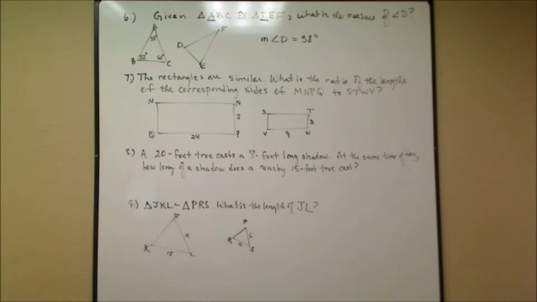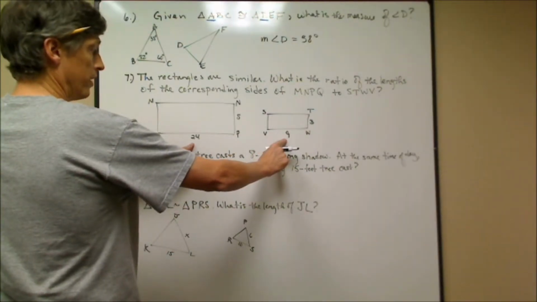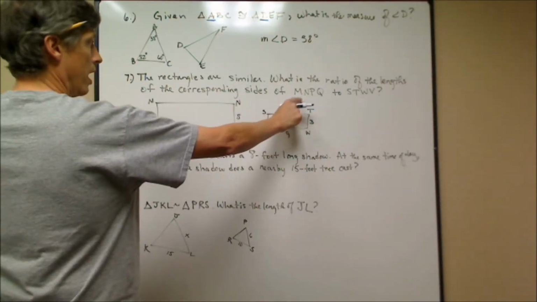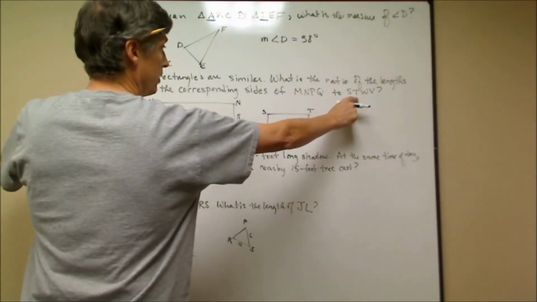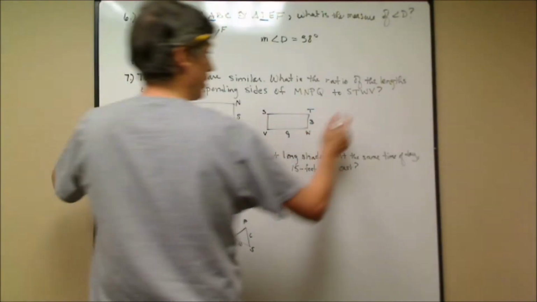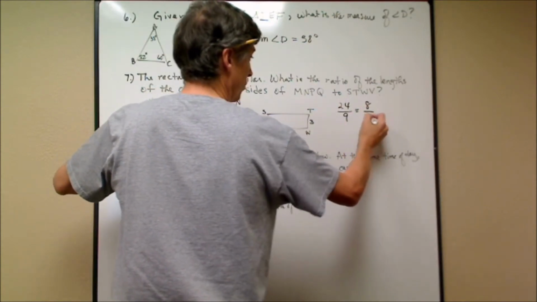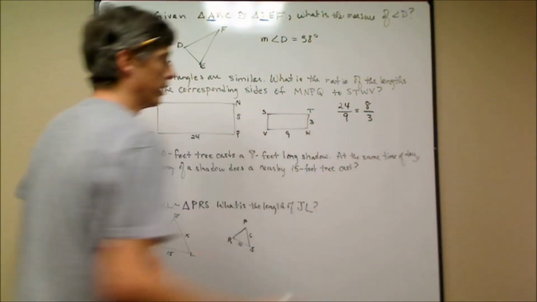Next example, I have rectangles that are similar. That means that they have congruent angles, which of course makes sense since they're all 90-degree angles, and their sides are proportional. What is the ratio of the lengths of the corresponding sides? So all I have to do is take two sides that correspond. So I'll take the two longest sides here, the 24 and the 9, and we are to write the ratio of the lengths corresponding to MNPQ, that's the big one, STWV, that's the little one. So I'm going to go 24 to 9, and divide top and bottom, I get 8 to 3, which I would have gotten if I'd taken the smaller sides right away.